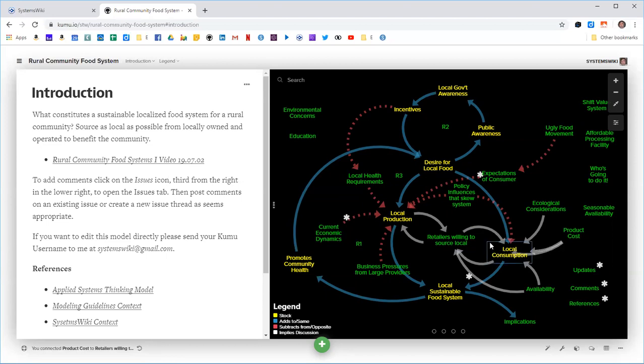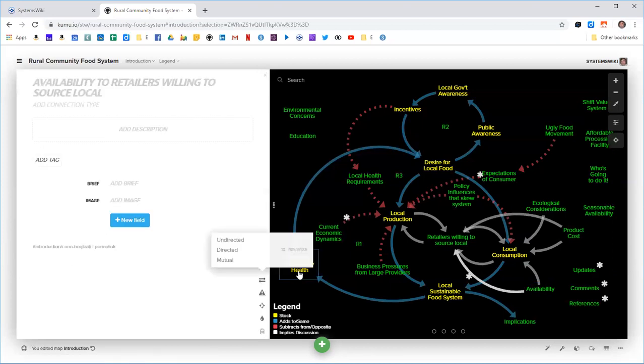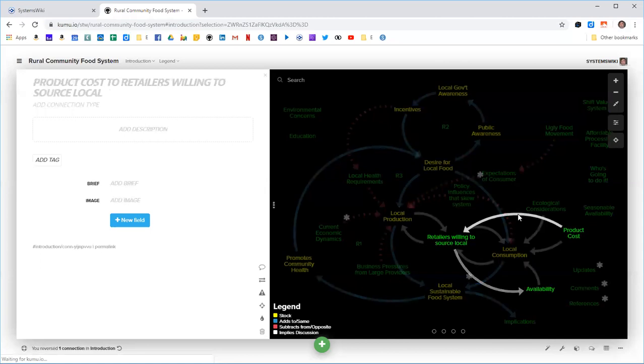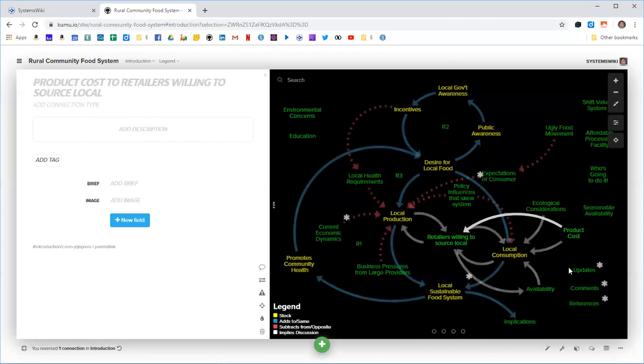The other way around. But reversing, yeah, the retailer's willingness to source is going to influence the availability. This way? I'd say so. And this one? Yes. The product cost isn't going to influence their willingness to source?